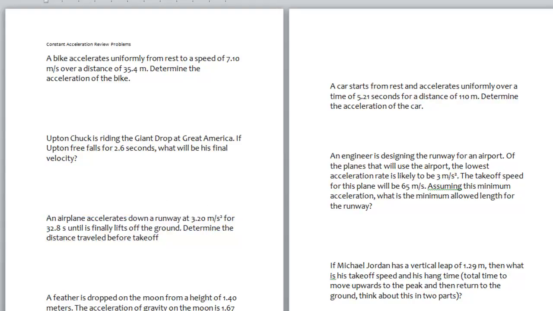All right, so question 3. An airplane accelerates down a runway at 3.2 meters per second squared for 32.8 seconds until it finally lifts off the ground. So determine the distance traveled before takeoff.